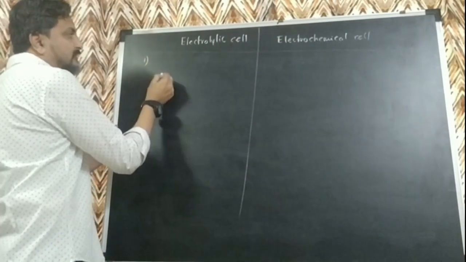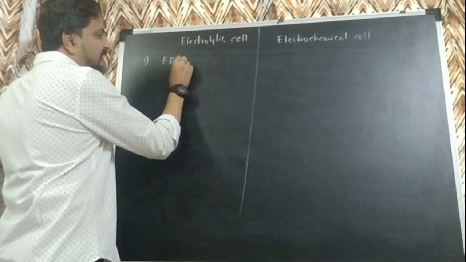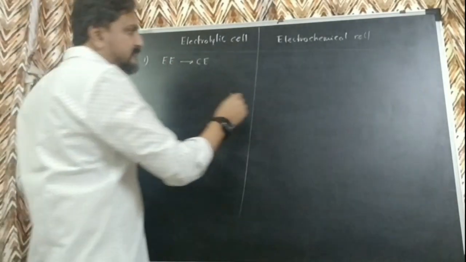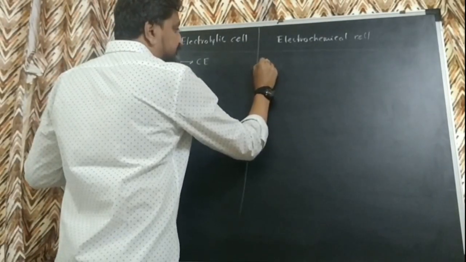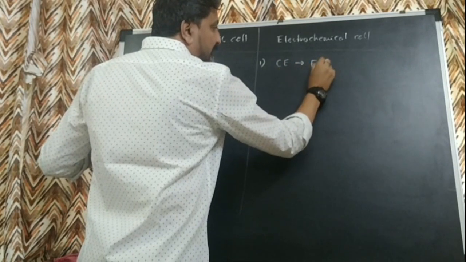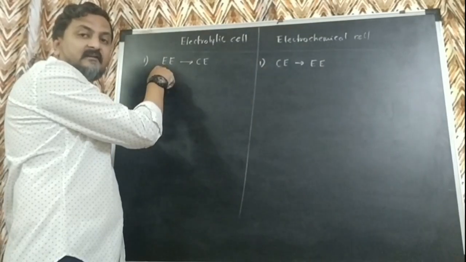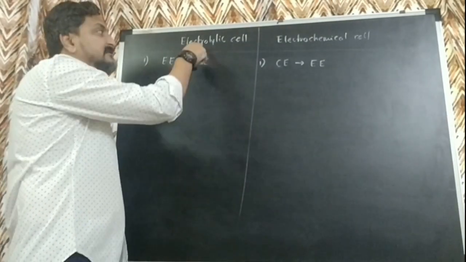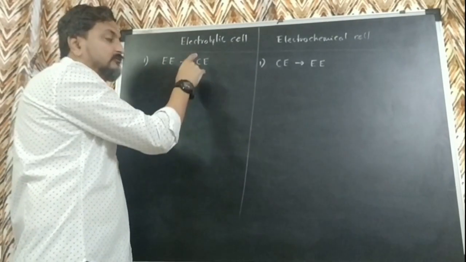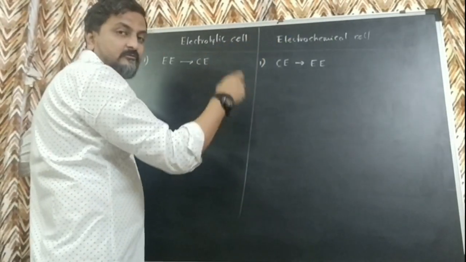The first point here, this cell converts electrical energy into chemical energy. Obviously, this cell converts chemical energy into electrical energy. I am writing the short forms. I have already told you. EE means electrical energy and CE means chemical energy. So this cell, electrolytic cell, converts electrical energy into chemical energy, whereas electrochemical cell converts chemical energy into electrical energy.